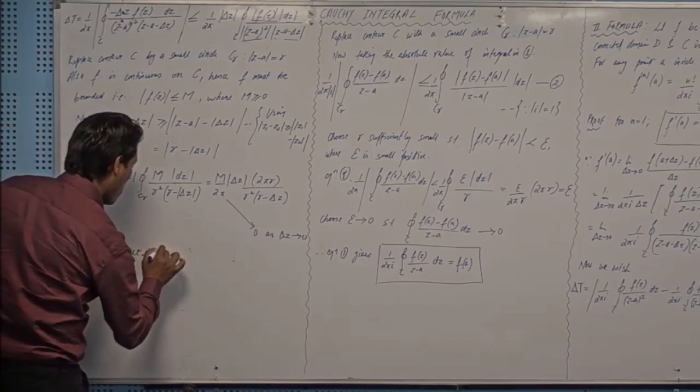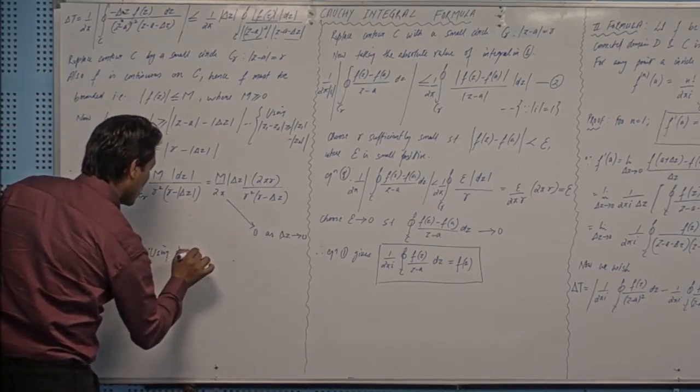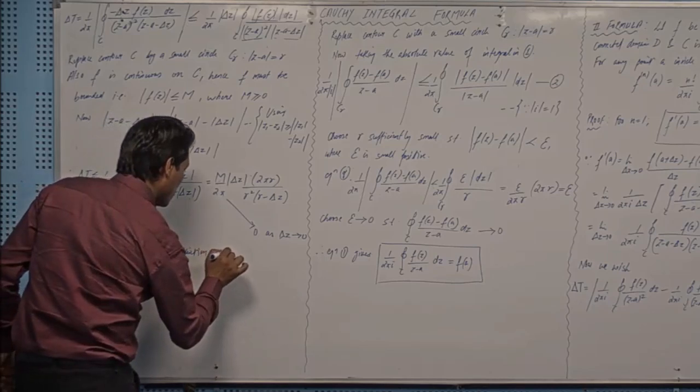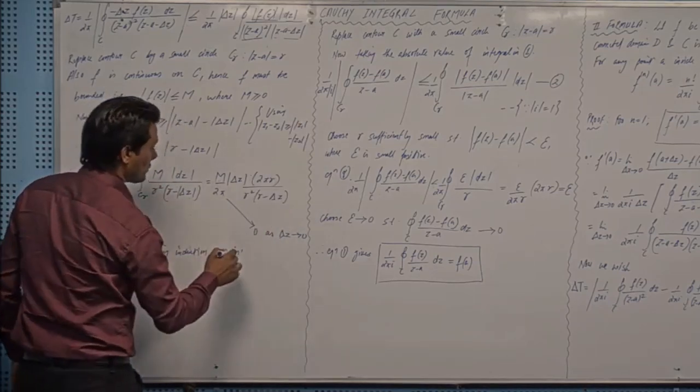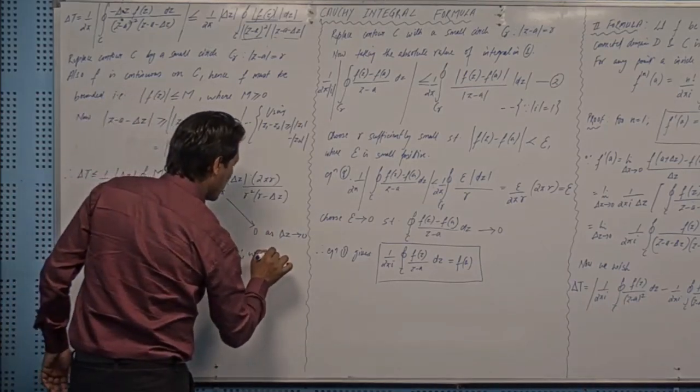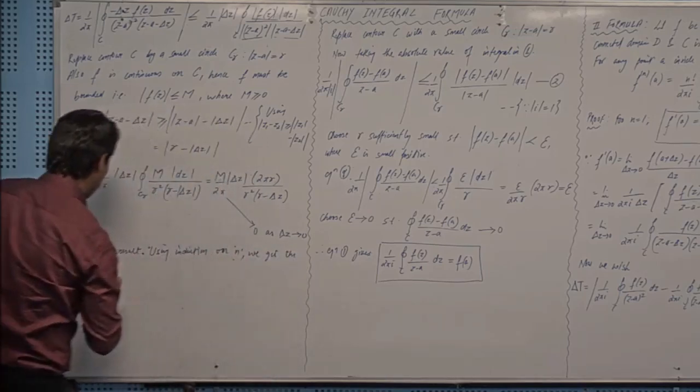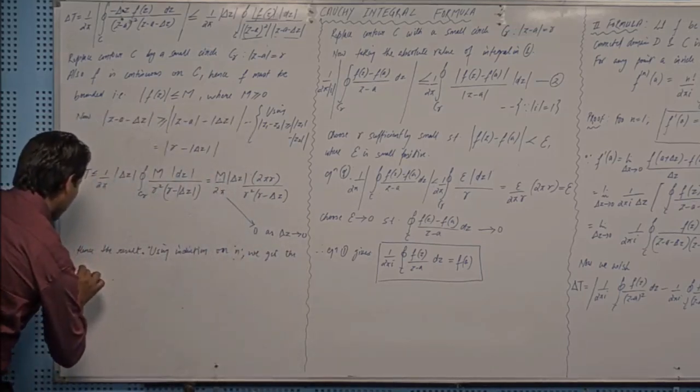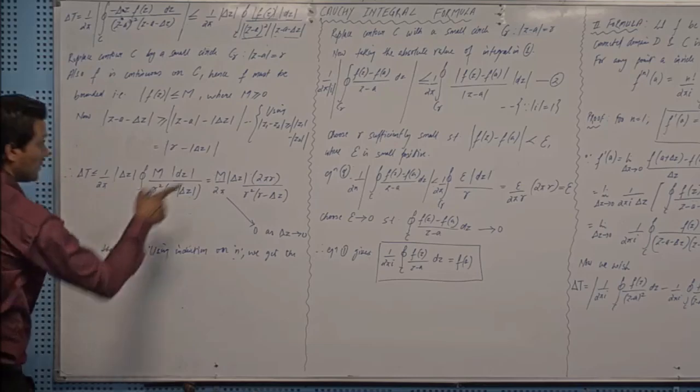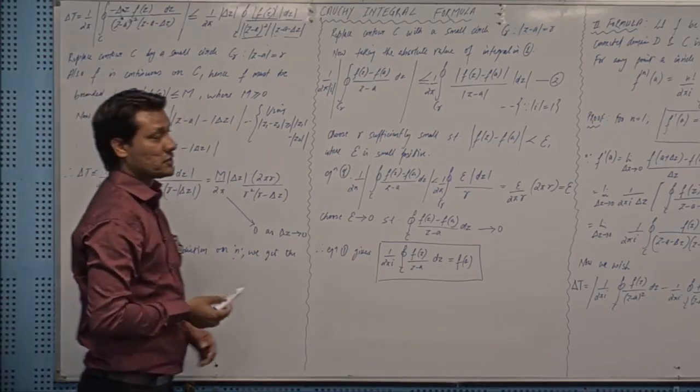So using induction on n, we get the result, the nth derivative result.